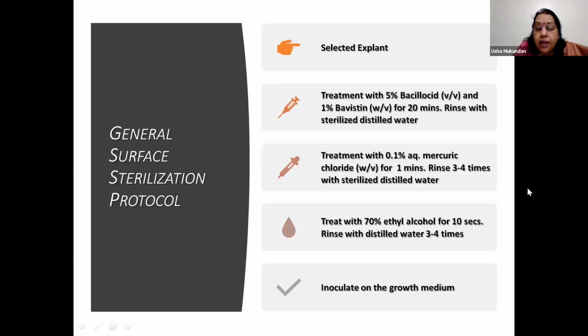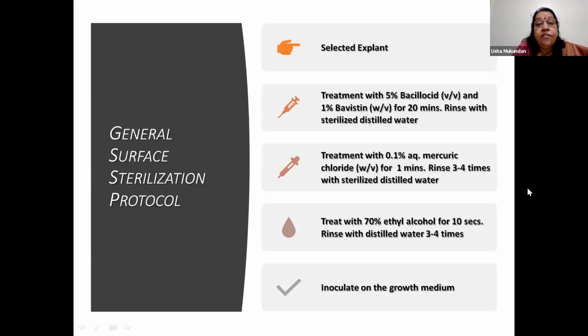Now, after that, what you have to do, you have to decant. You have to remove the sterilizing agent and rinse several times with sterile distilled water. Now, when I say sterile distilled water, how do you make sterile distilled water? You autoclave the water in a container and cool it to room temperature, keep it in the laminar airflow, and use it when you are doing the sterilization step.